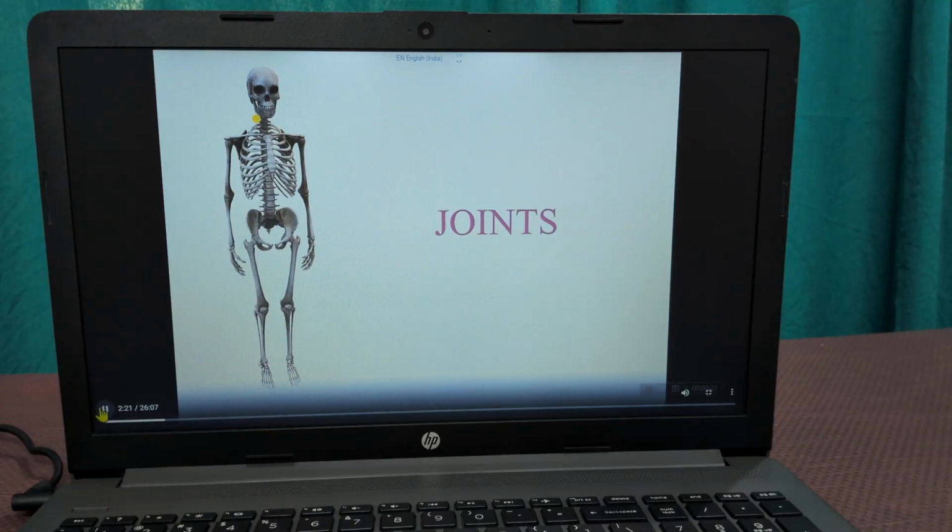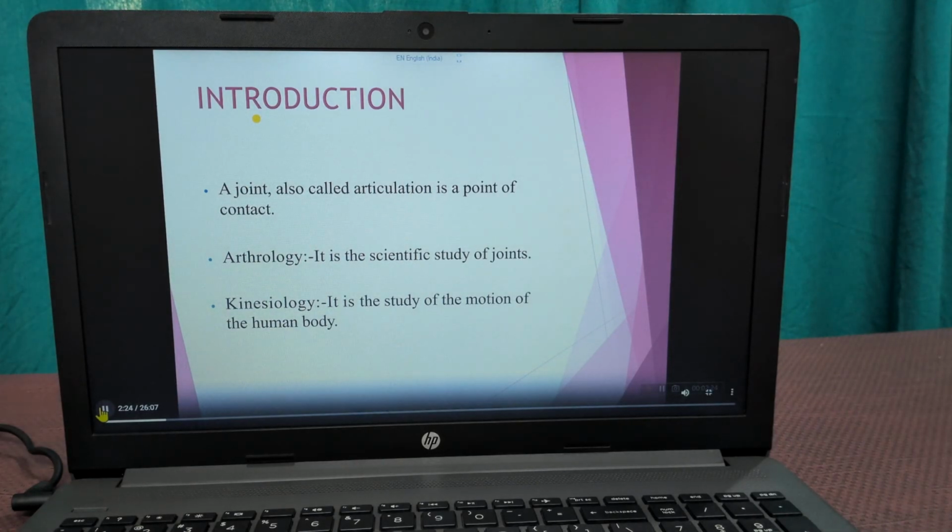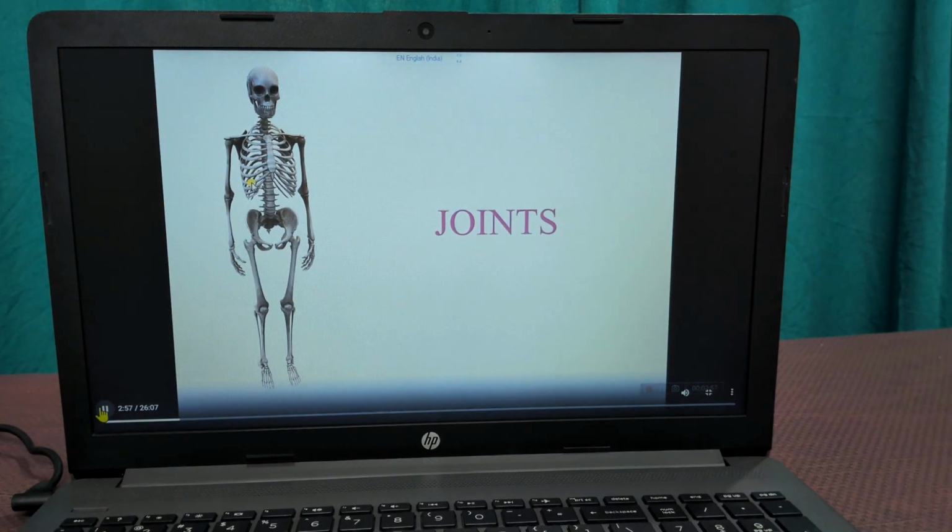So let's start with the introduction of the joint, meaning what a joint is. As I already told you, when we scientifically study the joint, it is termed arthrology. A joint is called an articulation, a point of contact. A joint is defined as where two bones come together, or two cartilages come together. As you can see, this is the joint when two bones come together.